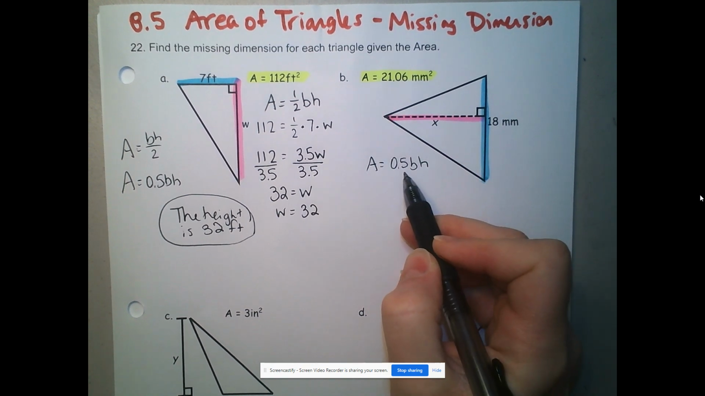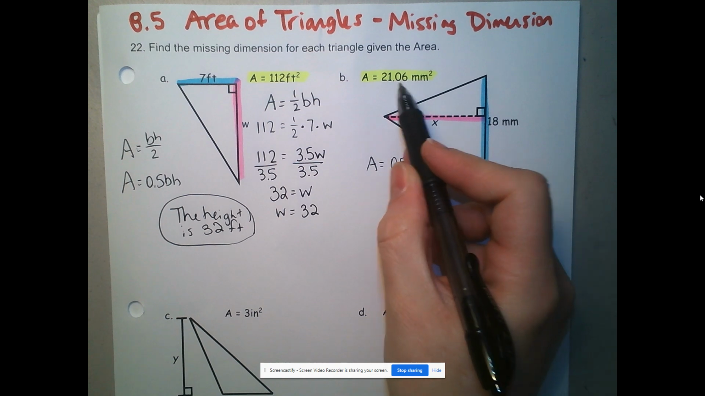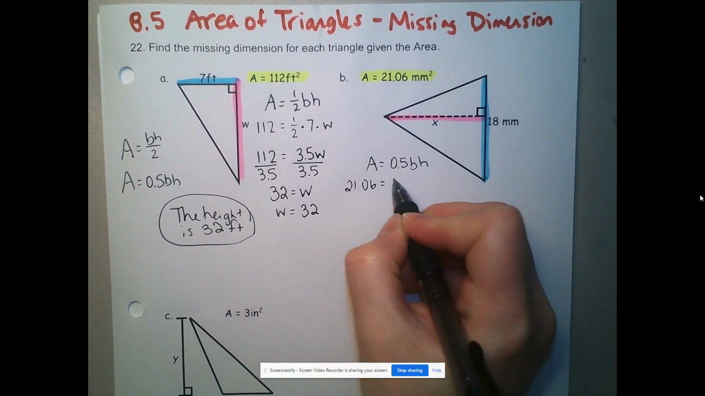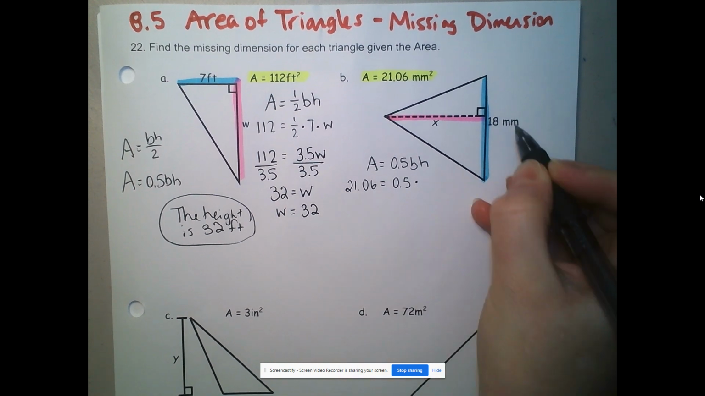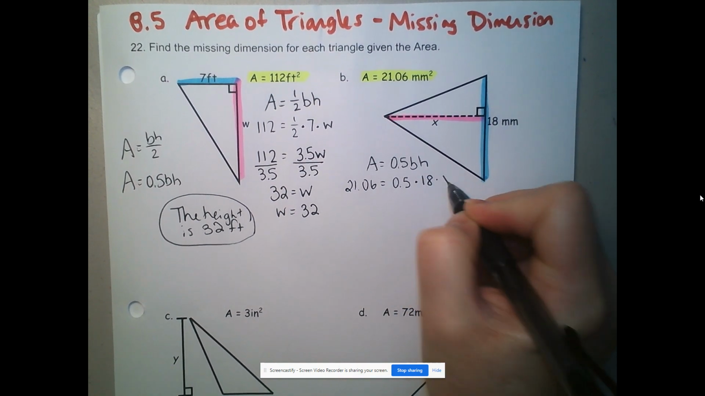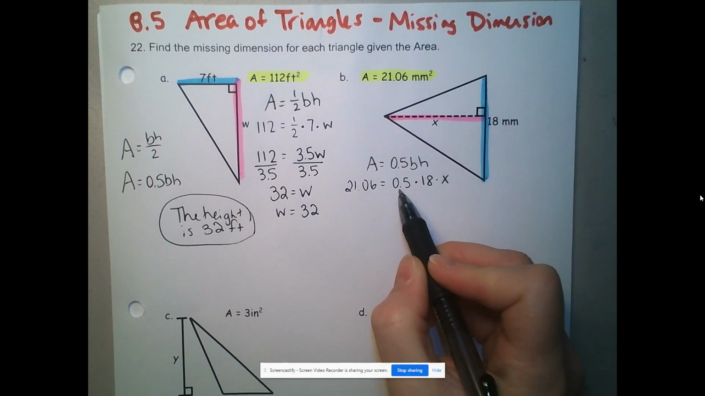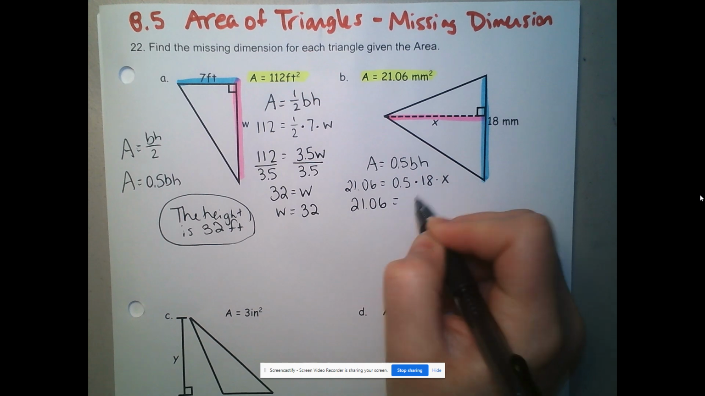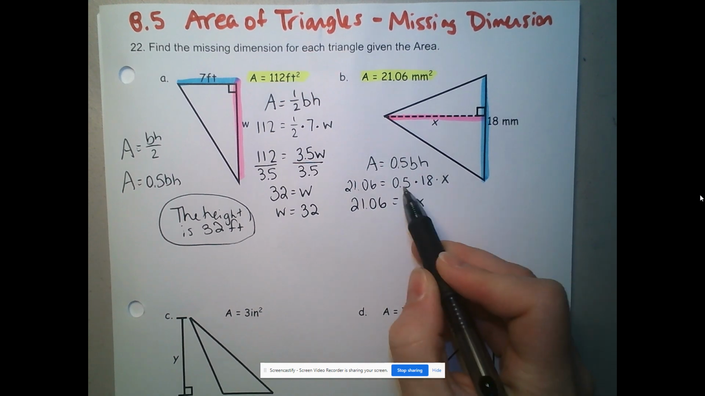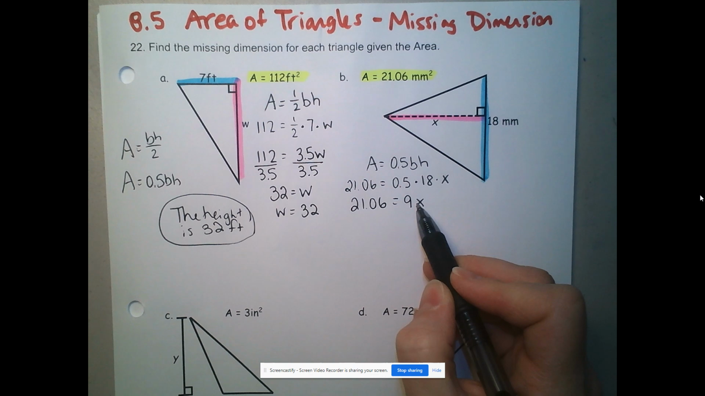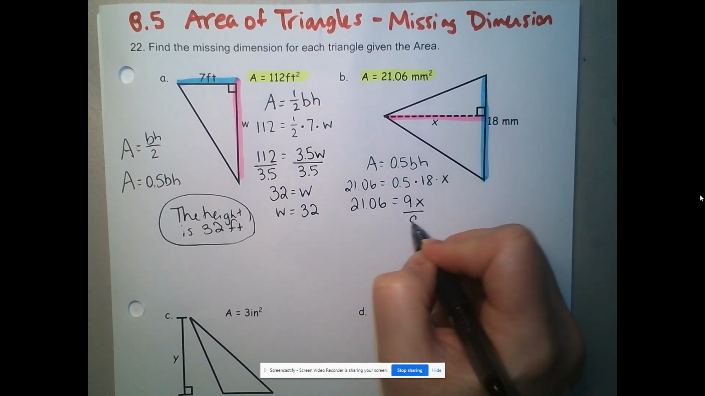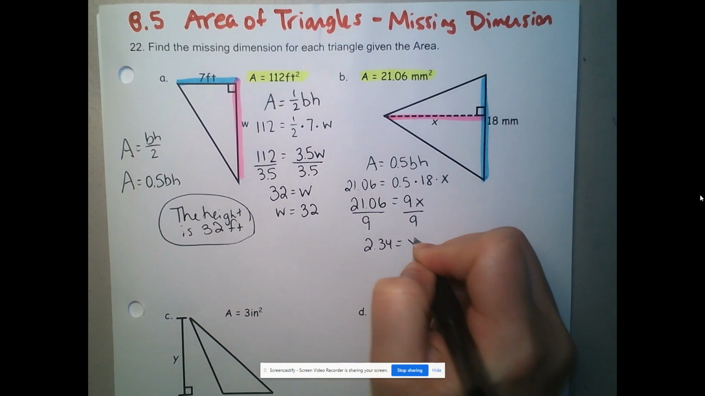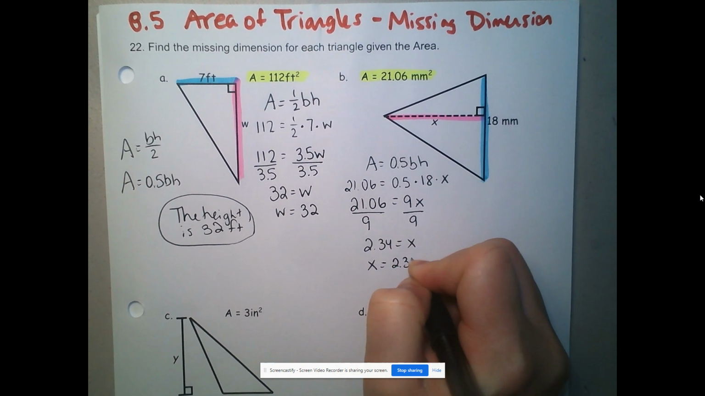It's really the same formula. I use the decimal because the area, 21.06, which is going to go on the left, is already a decimal, times the base, 18, times the height, x. So what is 1/2 of 18? Or 0.5 times 18 would be 9x. Here's your one-step multiplication problem, right? 9x is multiplication. So we will divide both sides by 9 and get 2.34 equals x, or x equals 2.34.